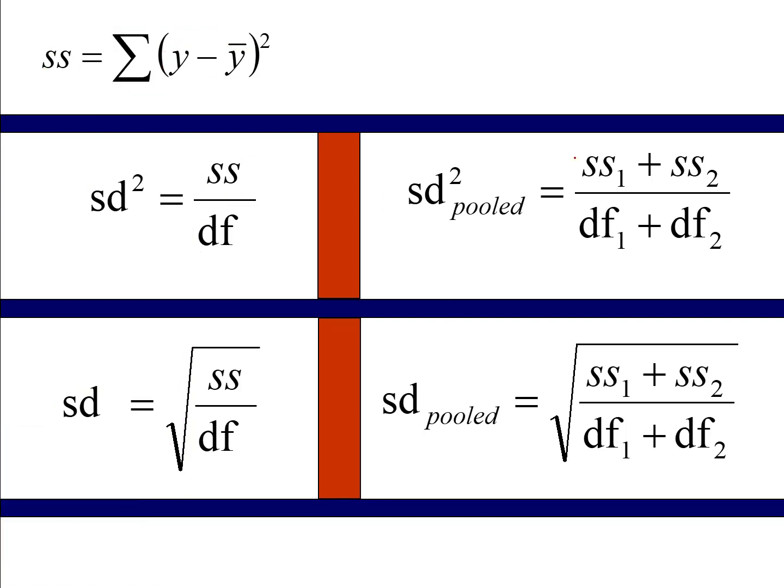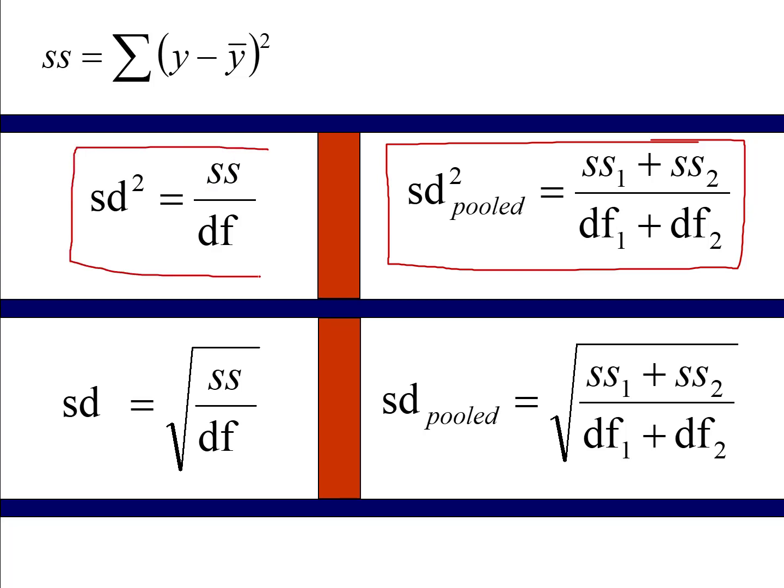So now we can compare that to the formulas on the right. So the pooled variance is where I have two different groups, and each group will have its sum of squares, and each group will have its degrees of freedom. So if I'm just calculating the variance for one group, it's just simply the sum of squares divided by degrees of freedom. If I want to pool my variance across two groups, I'm going to take the sum of squares for group 1 plus the sum of squares for group 2 and divide that by the degrees of freedom for group 1 plus the degrees of freedom for group 2.